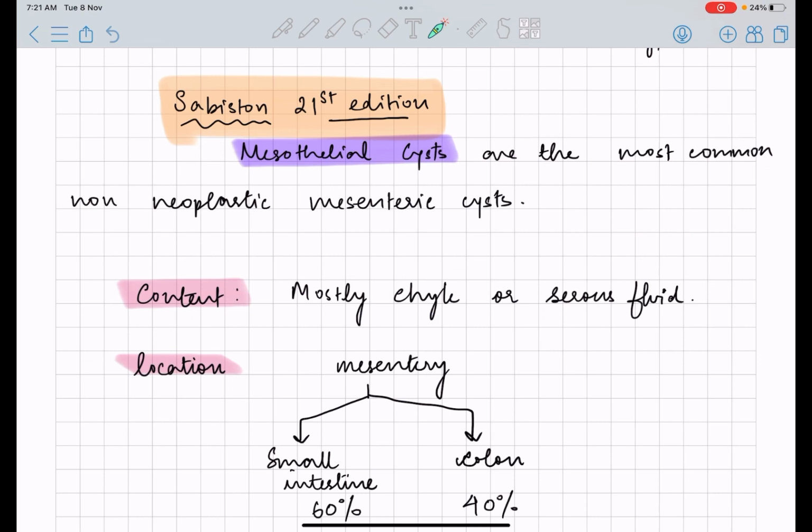What do these cysts contain? These cysts contain serous fluid, or they may contain chyle. Okay, so chyle or serous fluid.